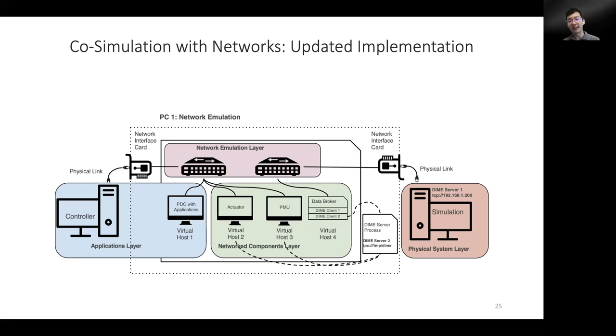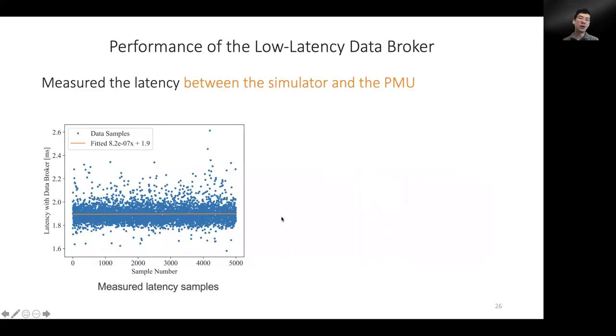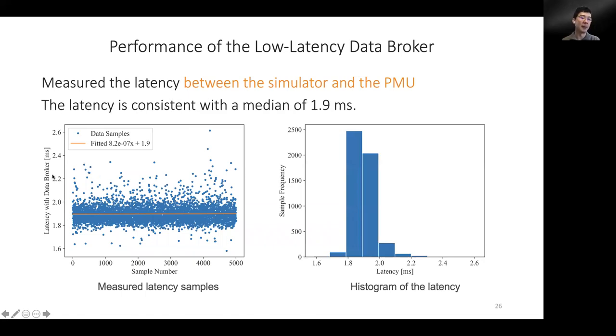So we benchmark the latency between the simulator and the PMU here. We measure the latency between the two using 5,000 samples. As we can see, those scatter plots are the individual measured latency, and the fitted latency is around 1.9 milliseconds. And you can tell from the histogram that the latency is pretty consistent. So we can consider that 1.9 milliseconds is low latency compared with our extra 20 milliseconds of latency.